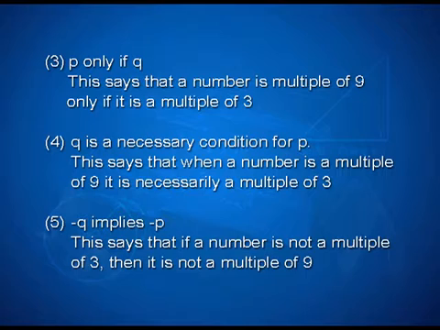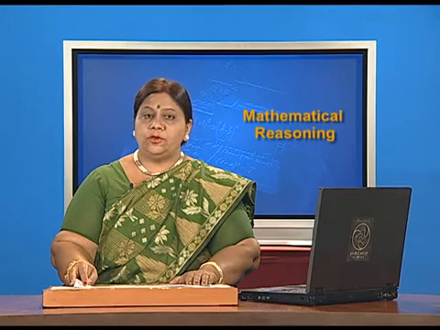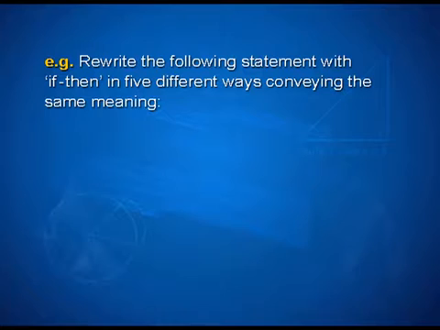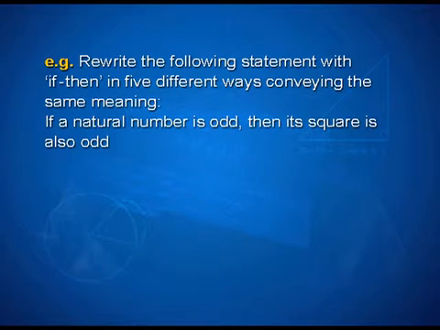Fifth, not Q implies not P. This says that if a number is not a multiple of 3, then it is not a multiple of 9. Let us look into an example here. Rewrite the following statement with if then in 5 different ways, conveying the same meaning. If a natural number is odd, then its square is also odd.